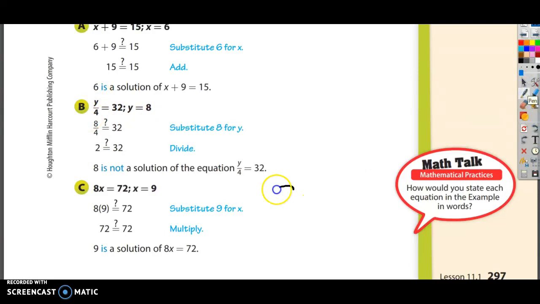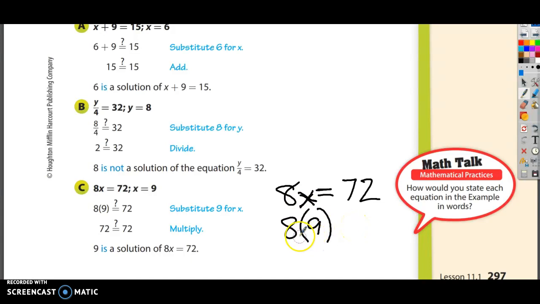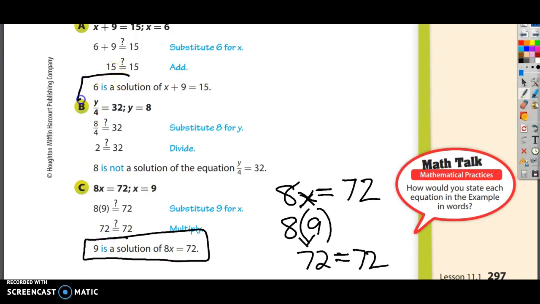Question C reads, 8x is equal to 72, and then they tell us that x is equal to 9. So I'm going to take x out and replace it with 9. So I've got 8 right next to 9, and 8 right next to 9 means 8 times 9. 8 times 9 is 72. 72 is 72. 9 is a solution. Notice that the two times we said it was a solution, it was when it was true. And the one time we said it was not a solution was when they gave us numbers that looked right, but it didn't fit the correct operation.